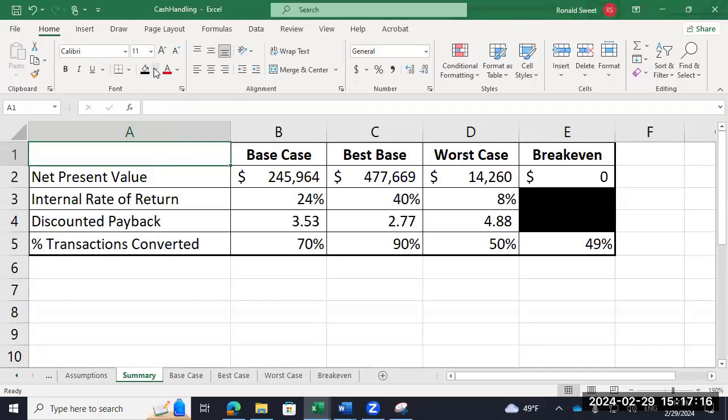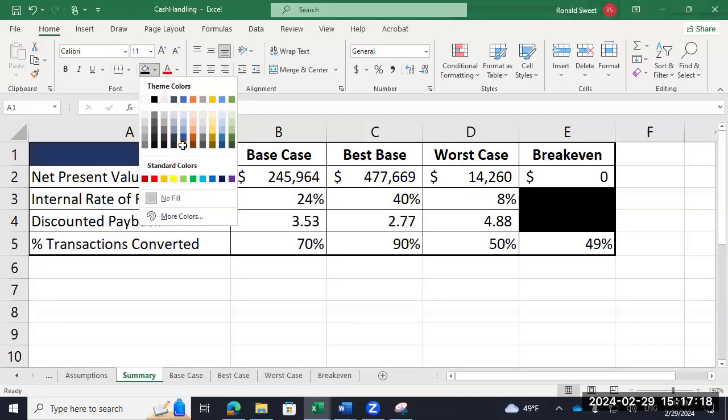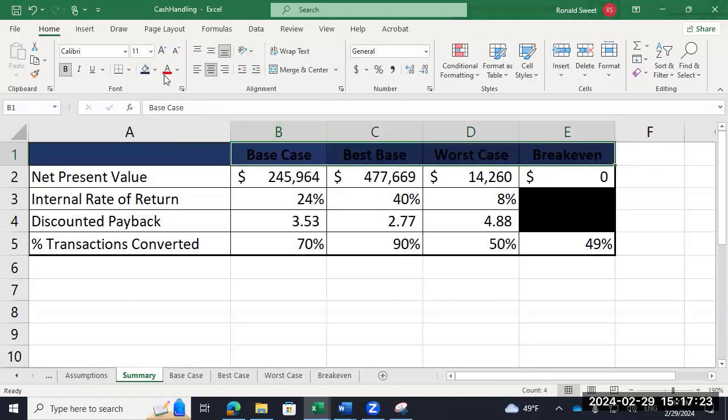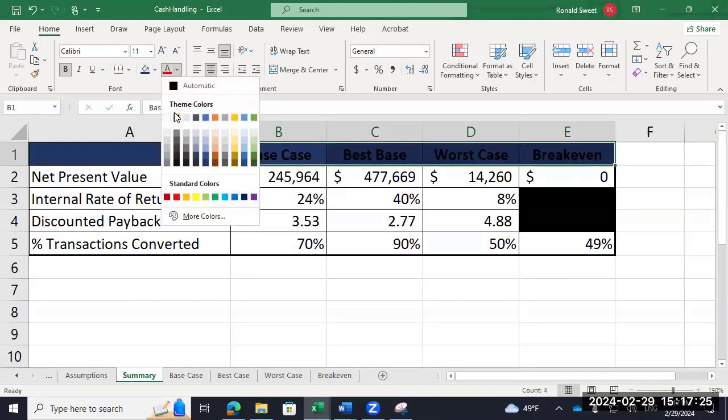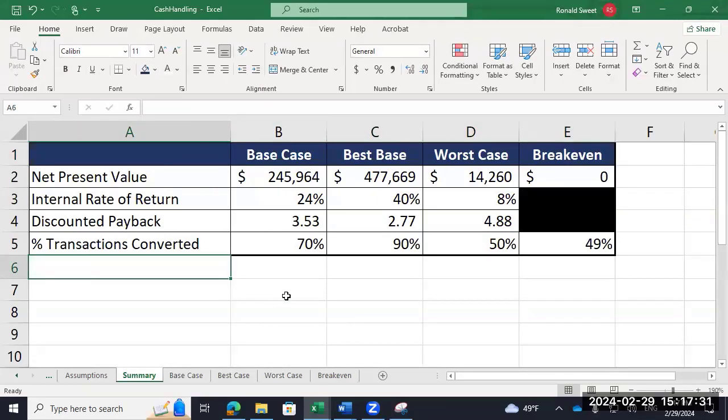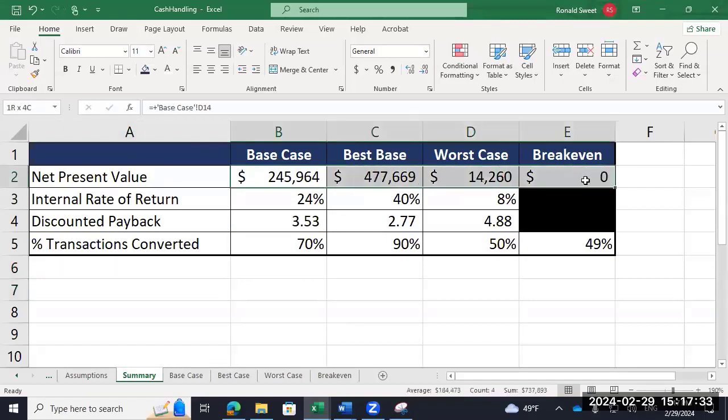I have a column that doesn't mean anything, I'm just going to highlight that. You can get fancy here if you like. However you want to do it, make it look like a good chart. So net present value is positive, even in the worst case. Internal rate of return is very, very high. The payback is acceptable.